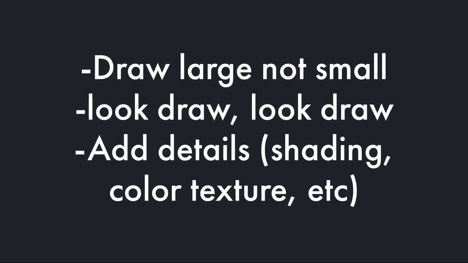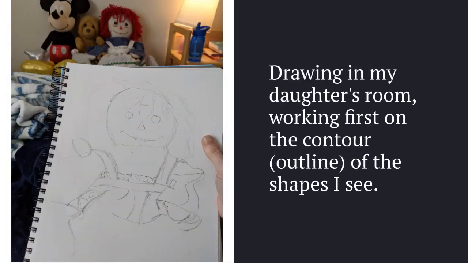Some other tips as you draw are to draw large, not small. I always tell my students when they draw really small, they don't have anything else to add to their art. Also, look, draw, look, draw. It's observational drawing. You have to look at what you're drawing and keep your eyes going back and forth from what you're drawing to your paper. Lastly, add details, shading, color, and texture.